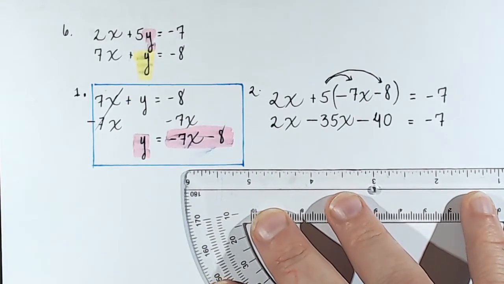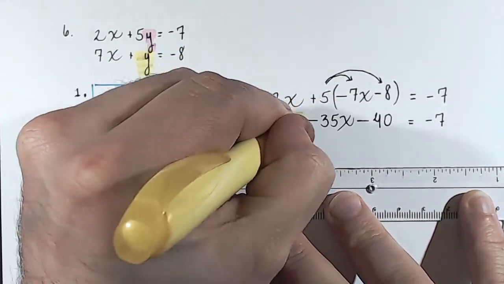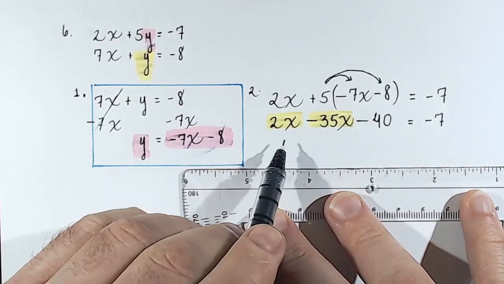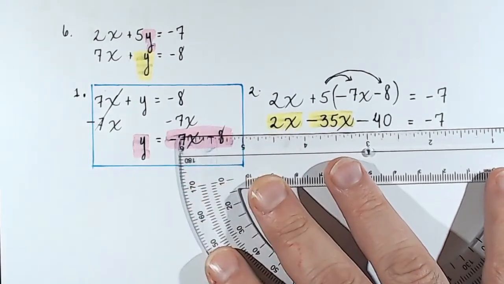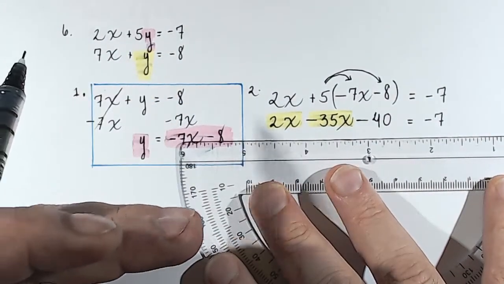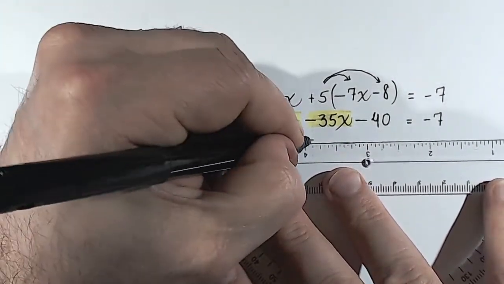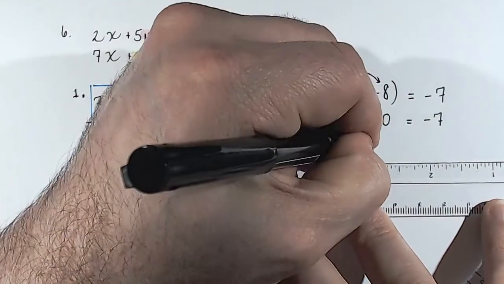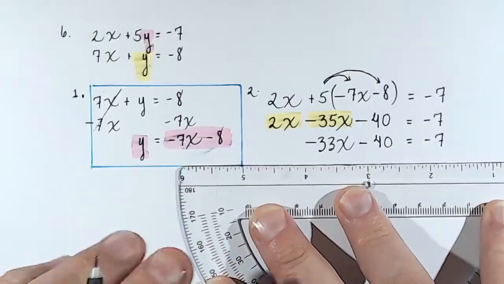Okay? So the next step is to combine like terms. Well, what terms are like? Well, these terms right here are like one another because they both have the x variable. So what you're essentially doing is you're subtracting these numbers that are in front of the x's. 2 minus 35 is negative 33. Okay, because it's basically 35 minus 2 with a negative sign in front of it. But you're not just going to write negative 33, you're going to write negative 33x. So this simplifies to negative 33x minus 40 equals negative 7. Okay, we're on our way.